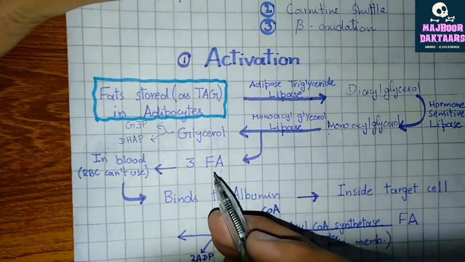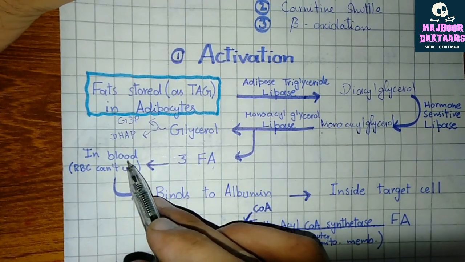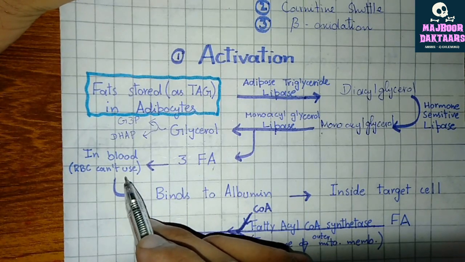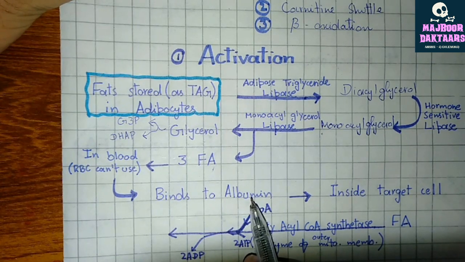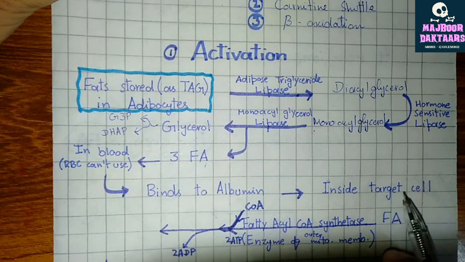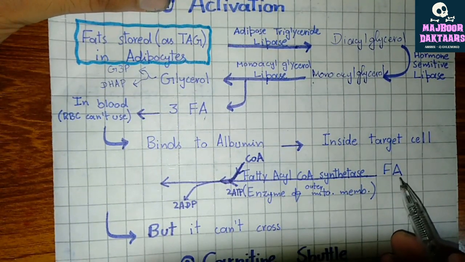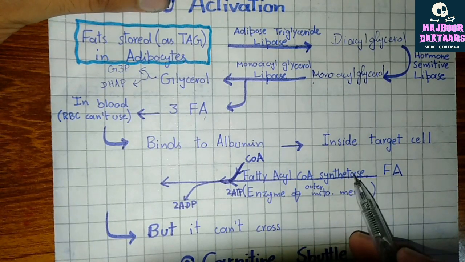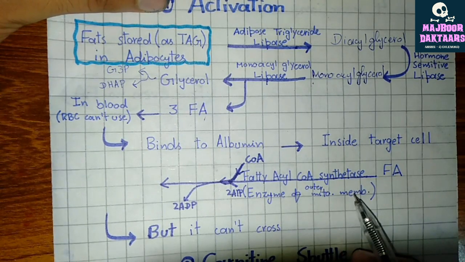Now talking about the fatty acids, the three fatty acids move into the blood. The red blood cells can't use them because they don't have mitochondria. So these fatty acids bind to albumin, and the albumin takes them inside the target cell. Inside the target cell, the fatty acid is acted upon by an enzyme called fatty acyl CoA synthetase, which is an enzyme of the outer mitochondrial membrane.